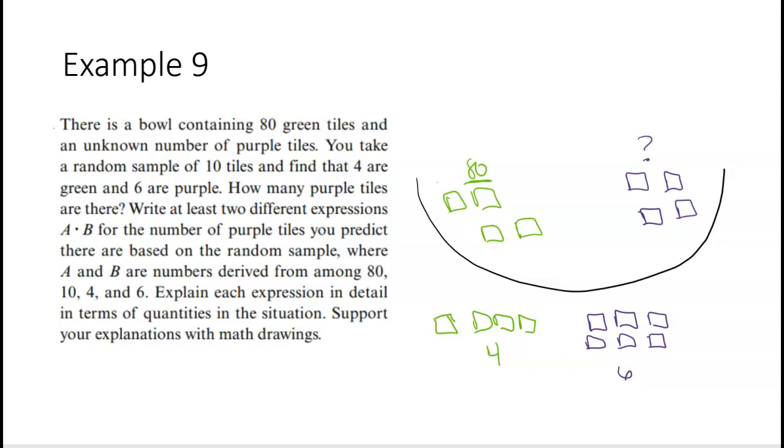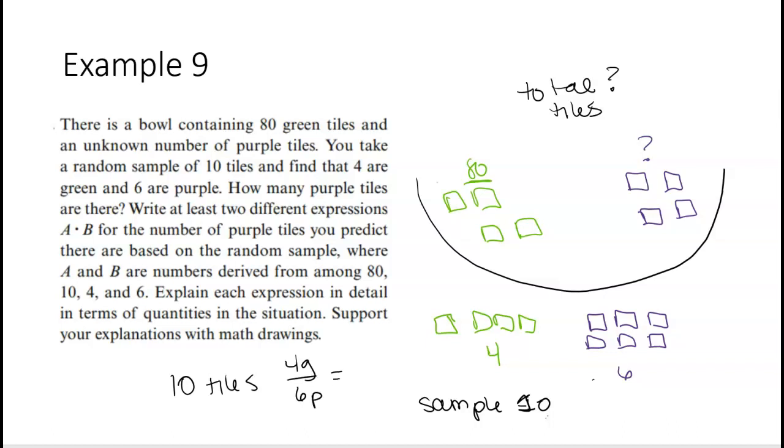Okay, we're going to do this 3 different ways, and we're going to do them with math drawing. So let's just first make sense of this. Our sample is 10, and before, the difference is we've known the total. But in this case, we don't know the total. We don't know the total number of tiles, okay? We only know the relationship between green and purple in a sample. We know that out of 10 tiles, we've got 4 green and 6 purple, and we know that there's 80 green and we don't know how many purple there are, okay?